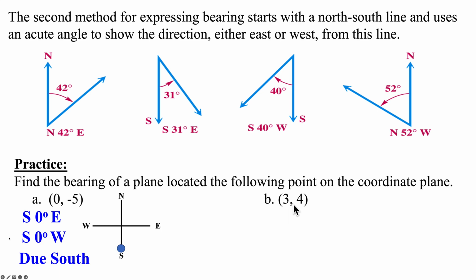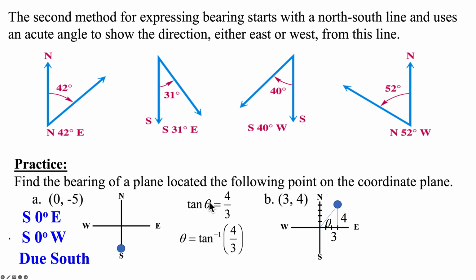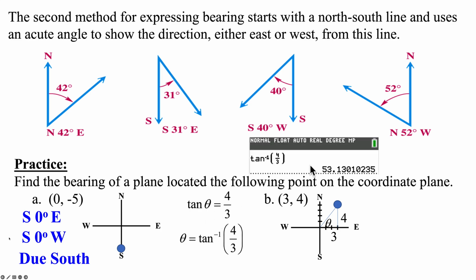Over here, 3, 4. Okay, 1, 2, 3, up 4. There's my point. Draw my line. There's my right triangle. 4, 3, looking for a tangent for this theta right here. So the tangent of theta is 4/3, let's use the inverse tangent to find my theta. Calculator tells me 53.13 degrees.